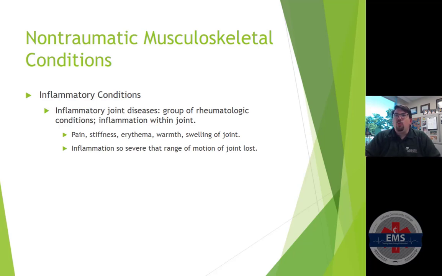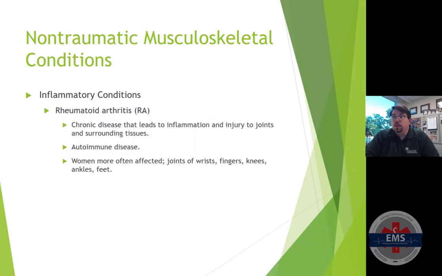Inflammatory conditions, again, there's a wider range of them. Primarily, we classify these based on joint disease or a group of rheumatoid arthritis or rheumatological conditions dealing with inflammation in the joints. Anytime we're dealing with inflammation in a joint, it's going to lead to pain, stiffness, redness, warmth, swelling, all of the joint. We know that the inflammation can become so severe that the ability for them to move that joint can be lost. And so that's a concern.